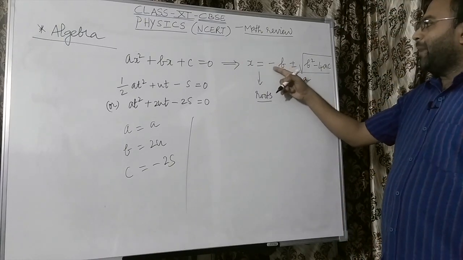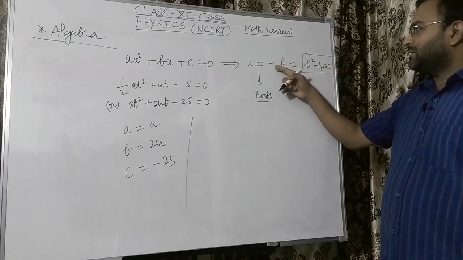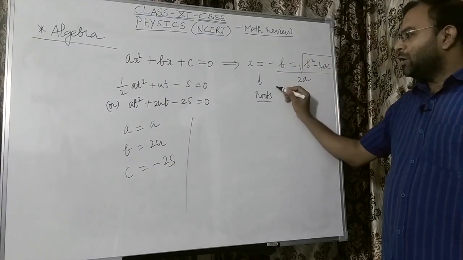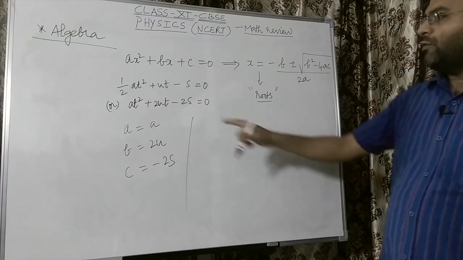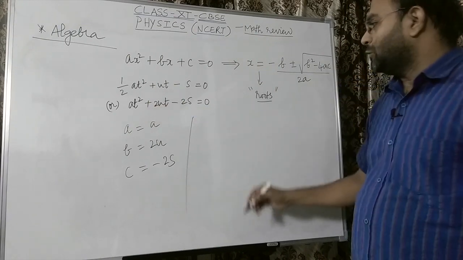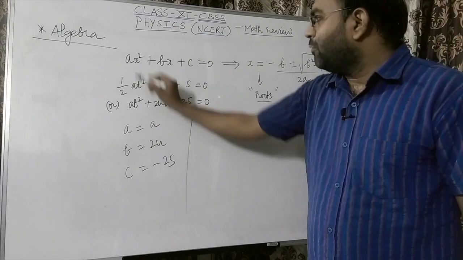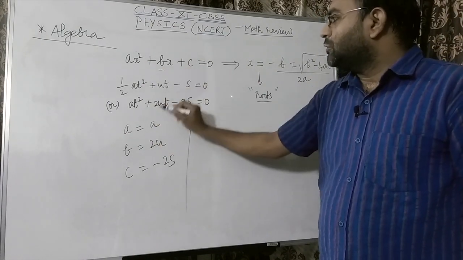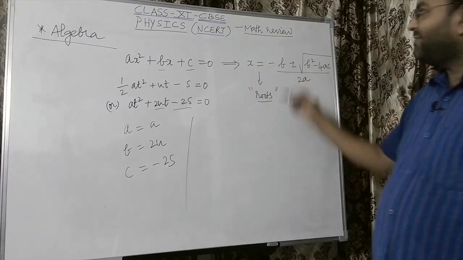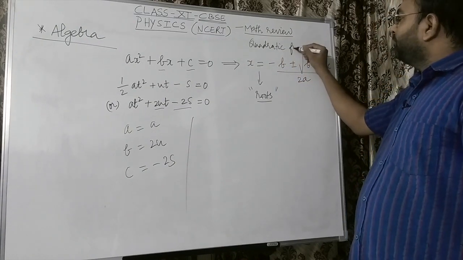x is equal to minus b plus square root of b squared minus 4ac by 2a, and x is equal to minus b minus square root of b squared minus 4ac by 2a are the two roots of this quadratic equation. So we want to find the solution in terms of t, that is, the root for t. So a in the corresponding equation is equal to a, b corresponds to 2u, and c corresponds to minus 2s. So we have to apply this quadratic formula to arrive at the solution.